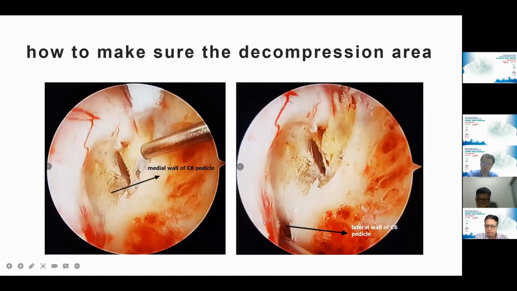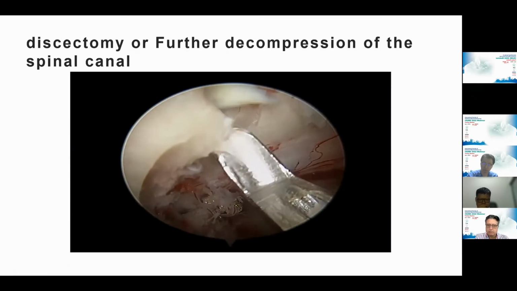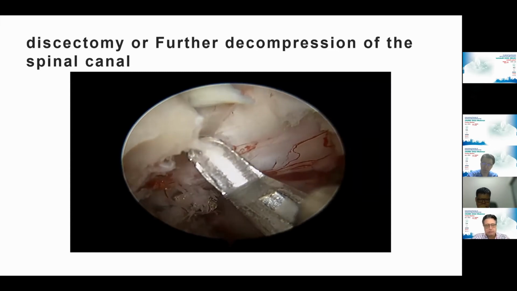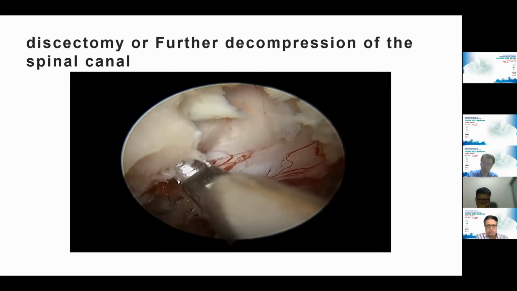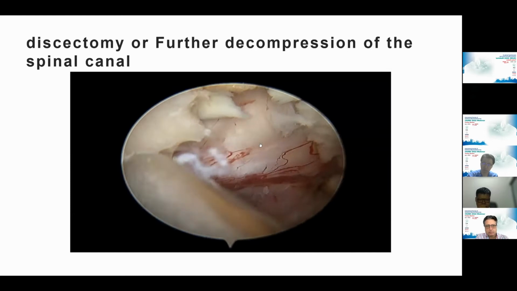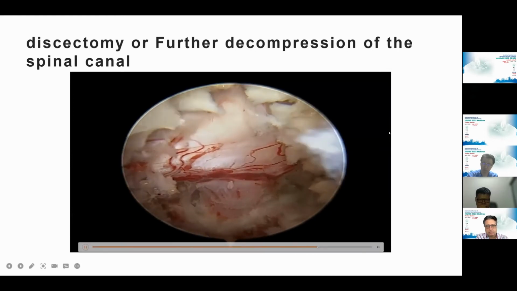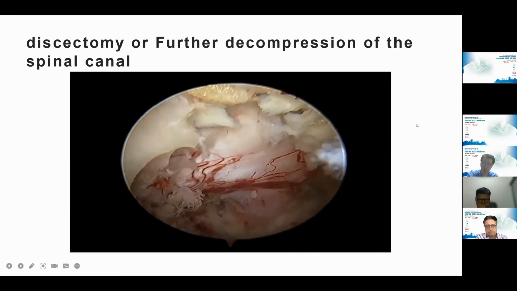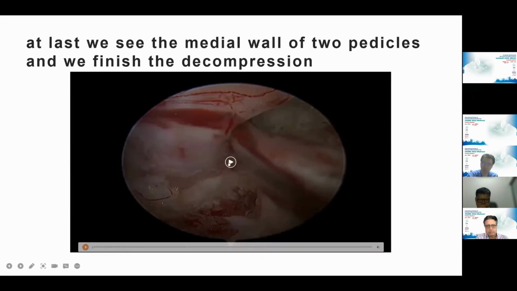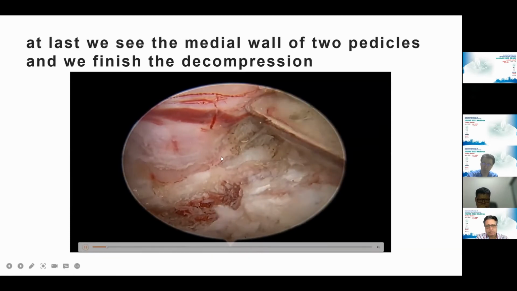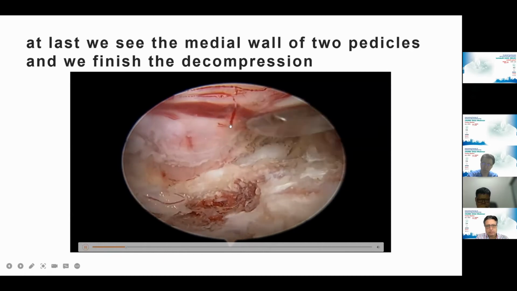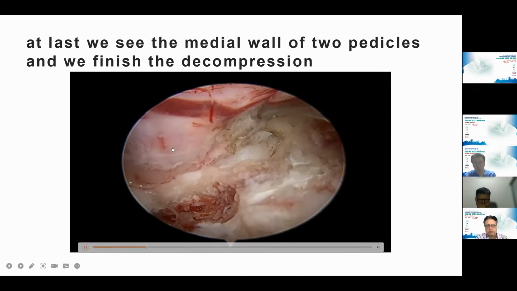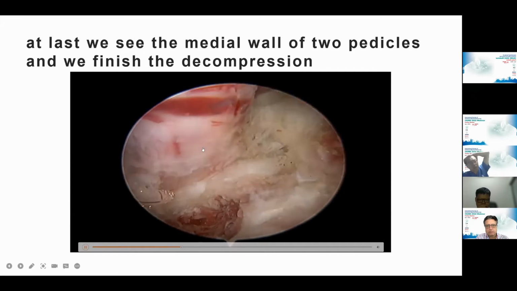We can see the lateral wall of the C6 pedicle, and the medial wall is very clear. After the keyhole procedure, we can go on to do the canal decompression. We can touch the medial wall of the pedicle and the whole nerve root.